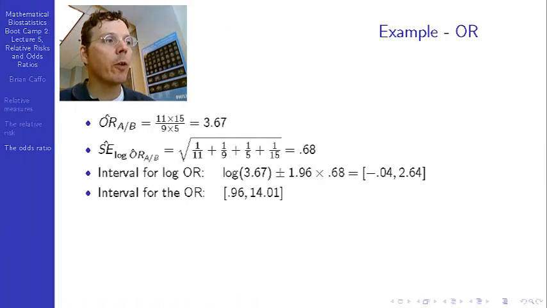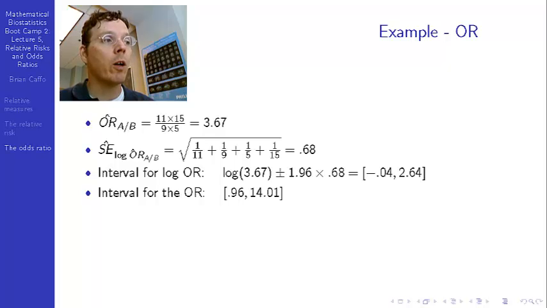The odds ratio for A divided by B, well, let's just do this cross product formula. 11 times 15 divided by 9 times 5. That gives us 3.67. The standard error then is the square root of the sum of 1 over the cell counts. That works out to be 0.68.